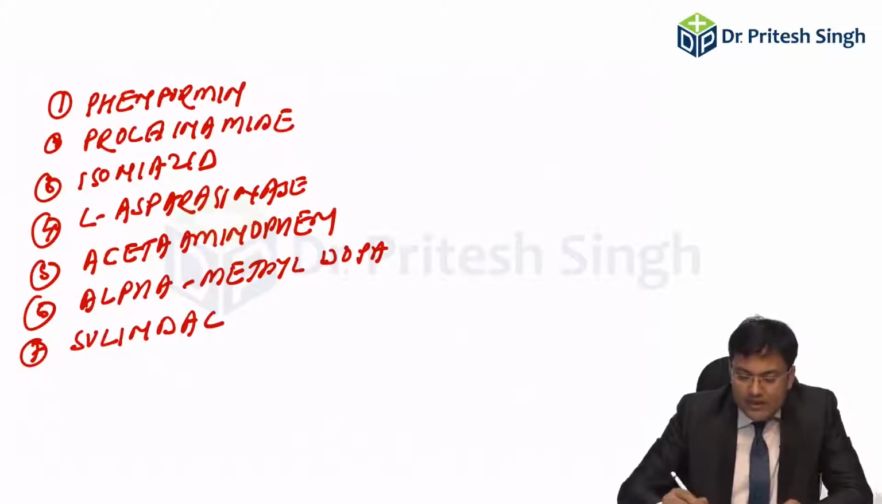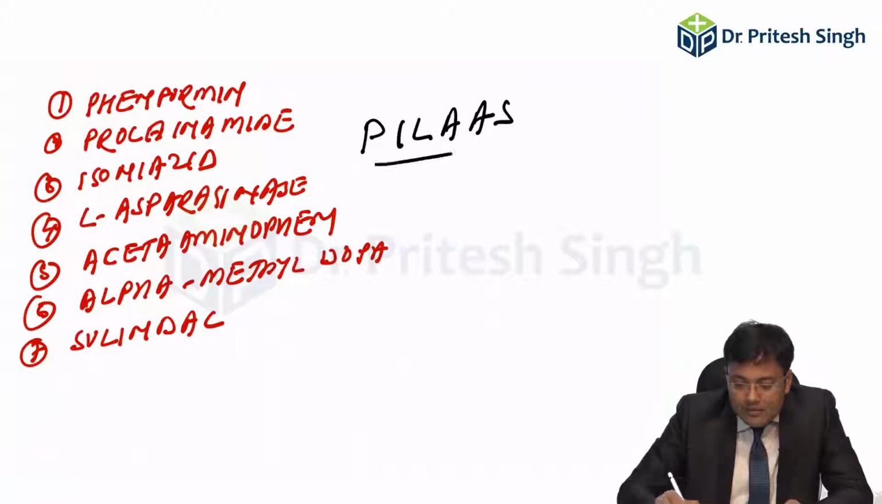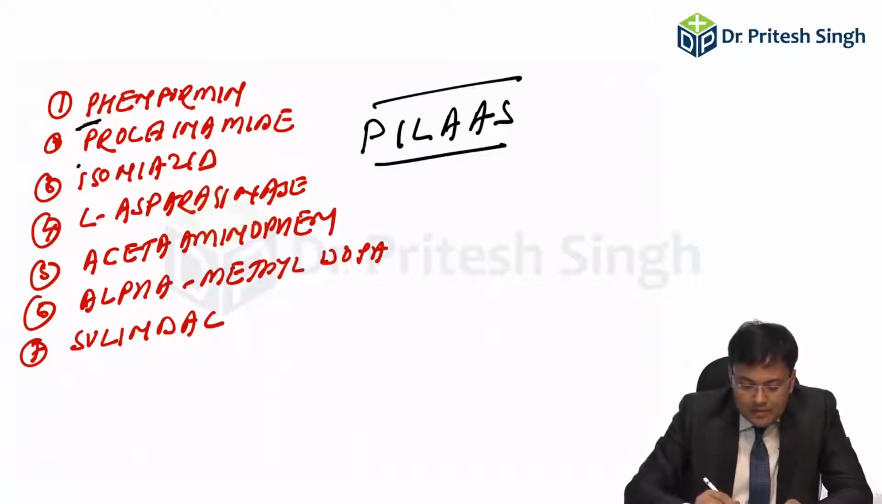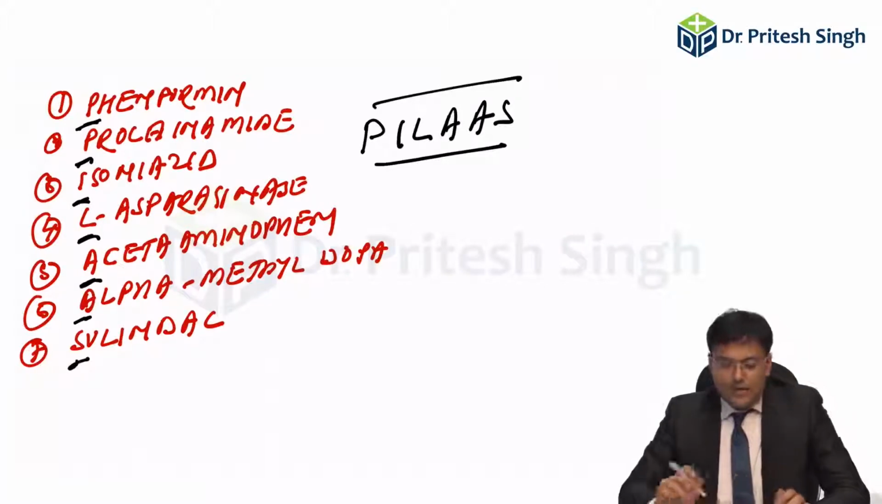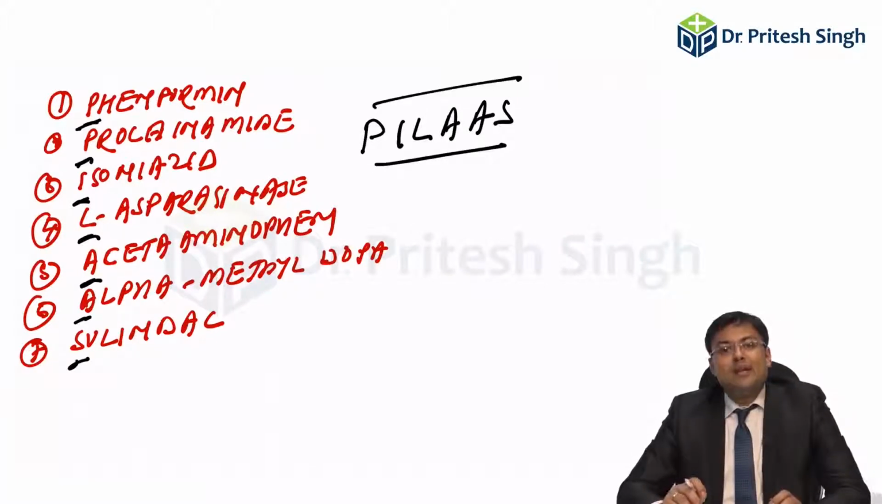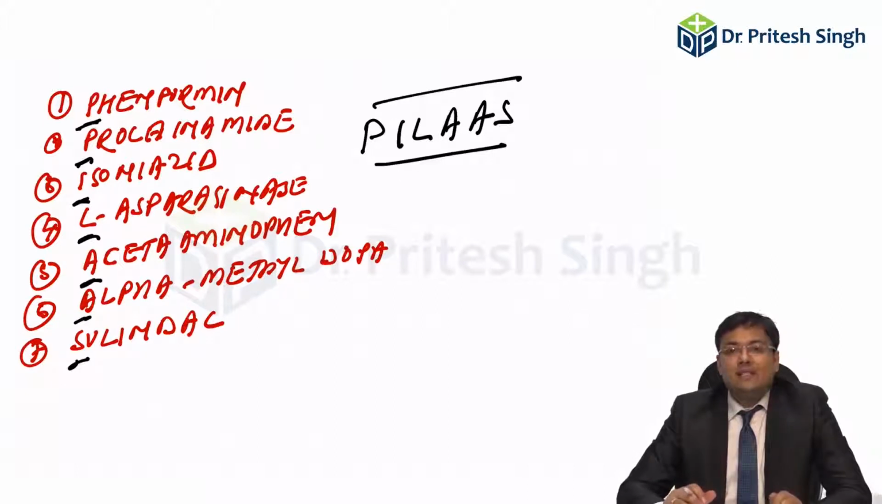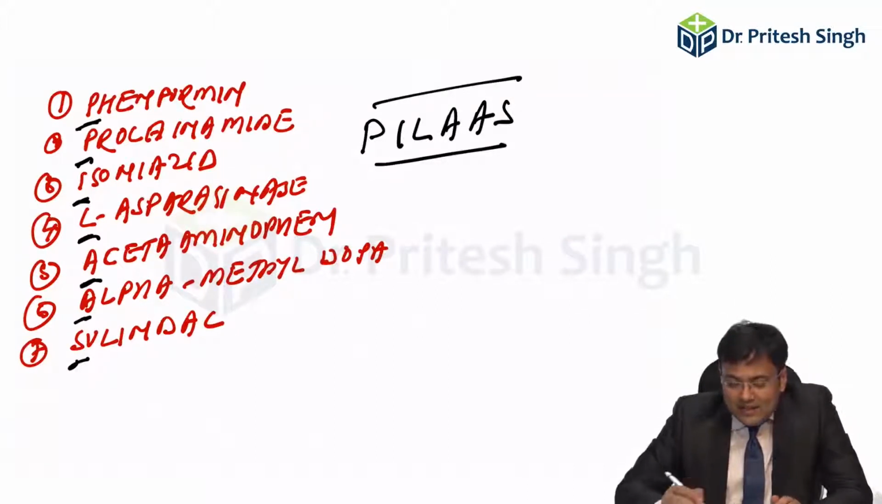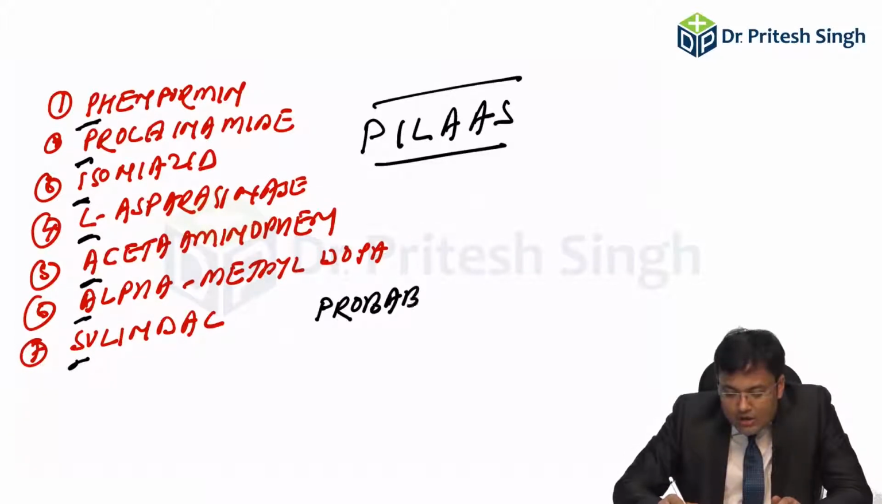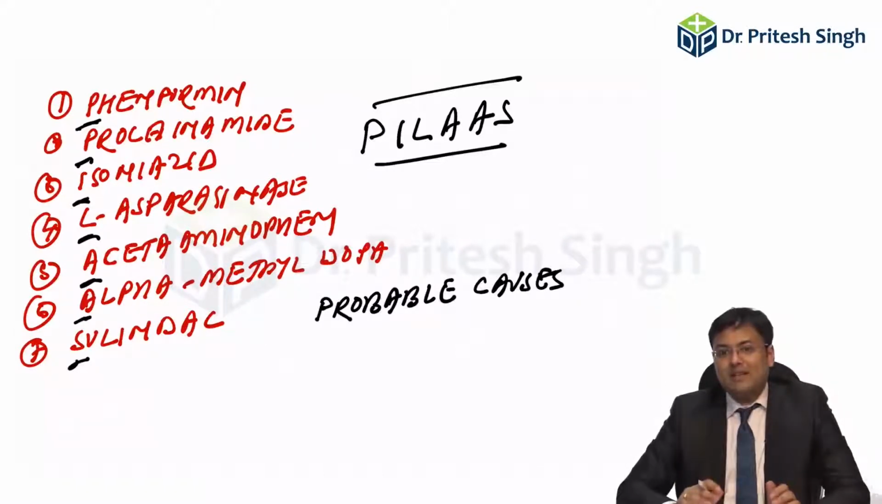How to remember these? The mnemonic is PILAAS. P-I-L-A-A-S. PILAAS. So phenformin, procainamide, isoniazid, L-asparaginase, acetaminophen, alpha-methyldopa and sulindac. These are the drugs having probable association, or these are the probable causes of acute pancreatitis.